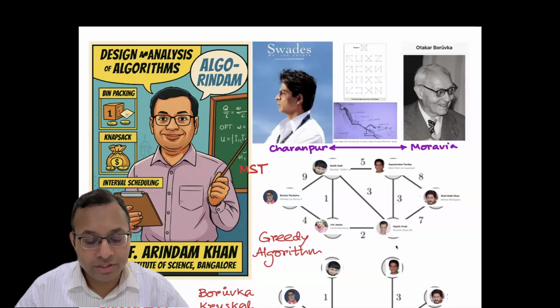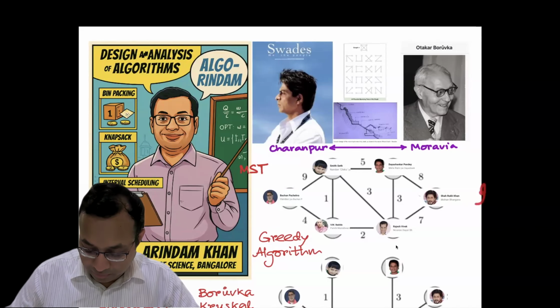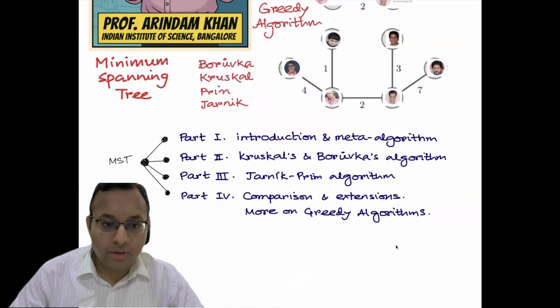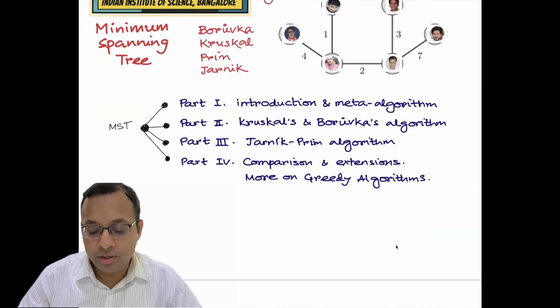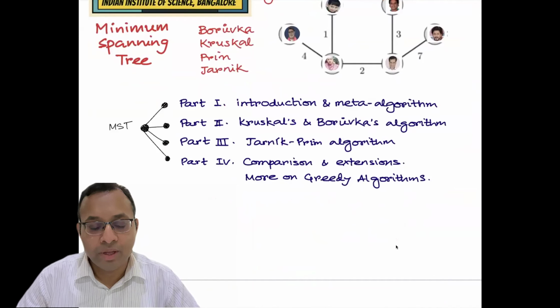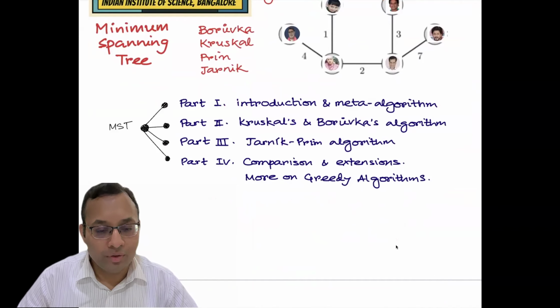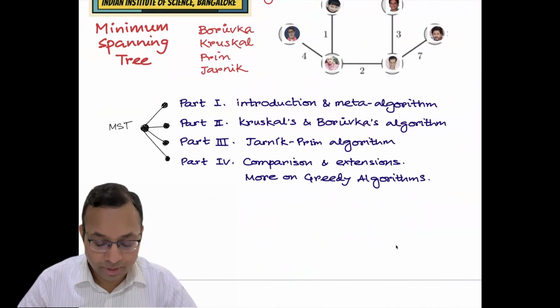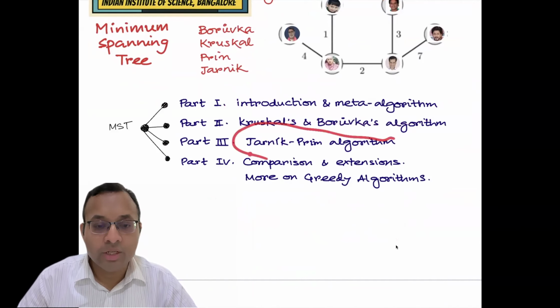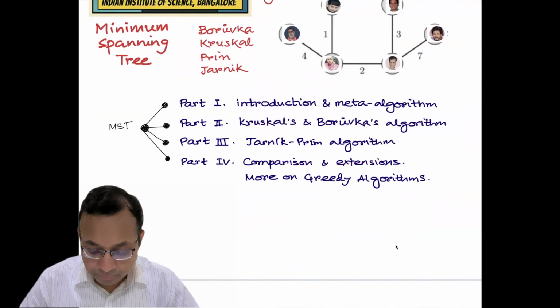In this lecture, we are learning about minimum spanning tree, and already in the last two parts, we first saw the definition of minimum spanning tree and one meta algorithm, and we saw Kruskal and Boruvka in the last second part. In this part, we'll talk about Jarnik-Prim algorithm.